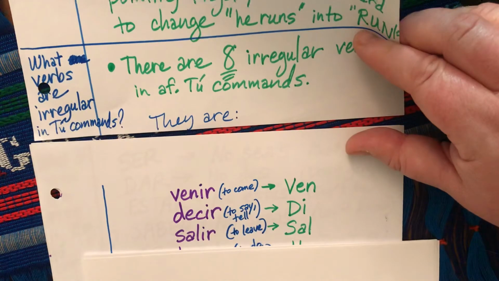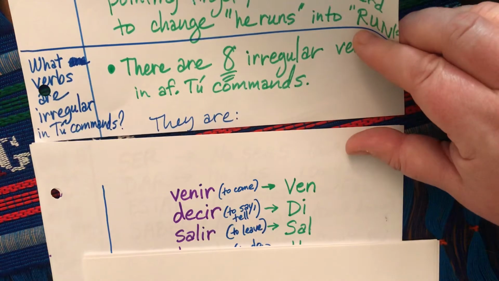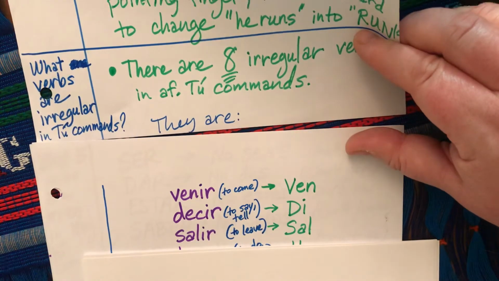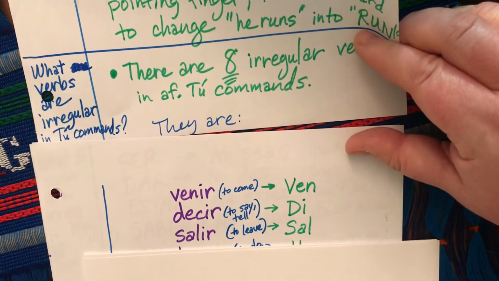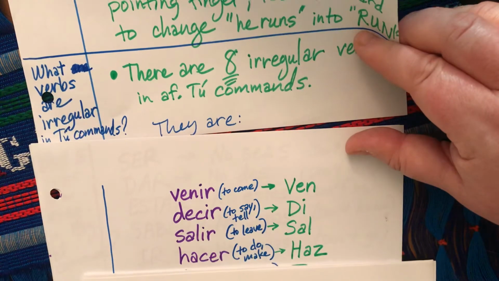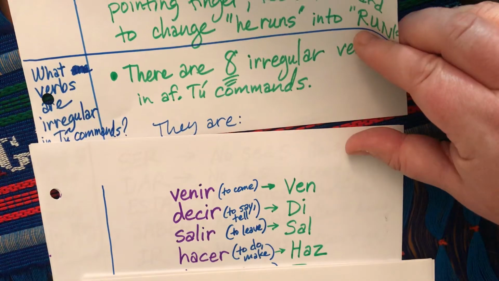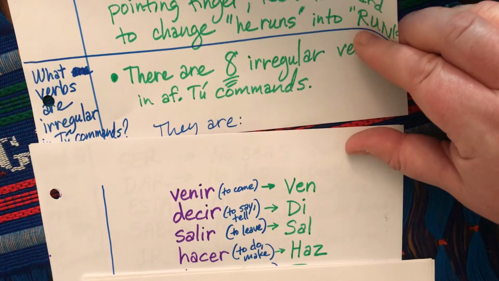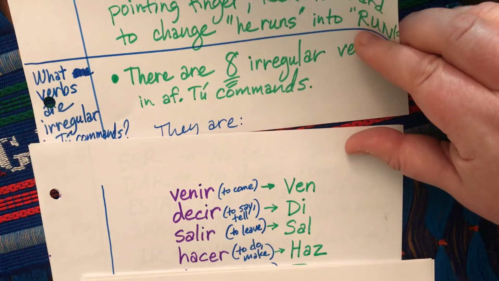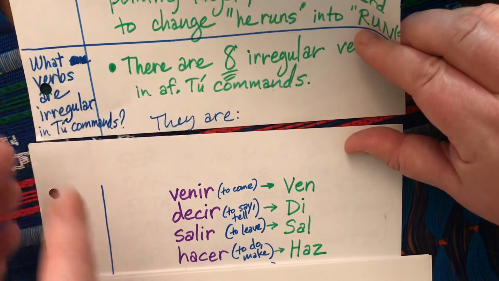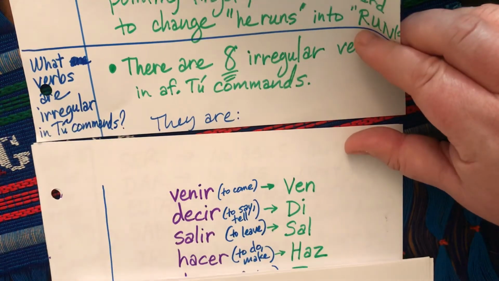Next one is salir becomes sal. Instead of being sale for he leaves, the command is just sal. Sal. Sal de aquí. Leave. Hacer is going to become haz. Haz. It's an S sound, even though it's spelled with a Z. We're not going to say has. Say, pronounce it haz. Haz la tarea. Do the homework.